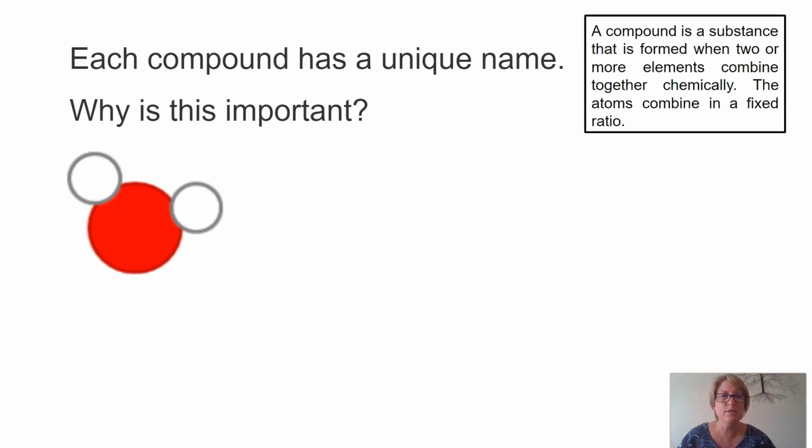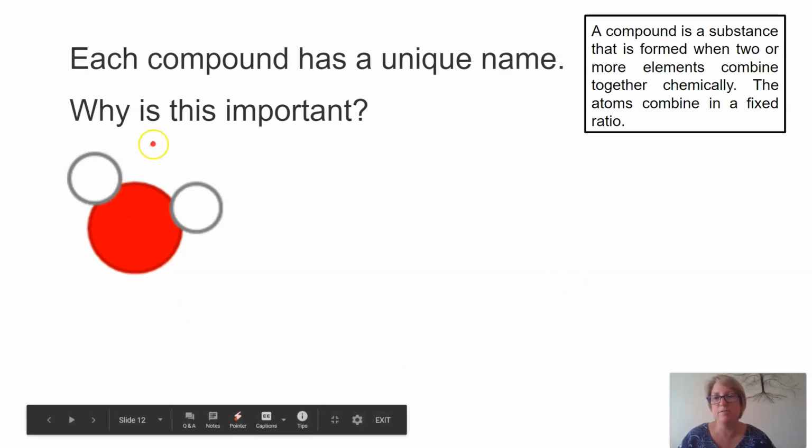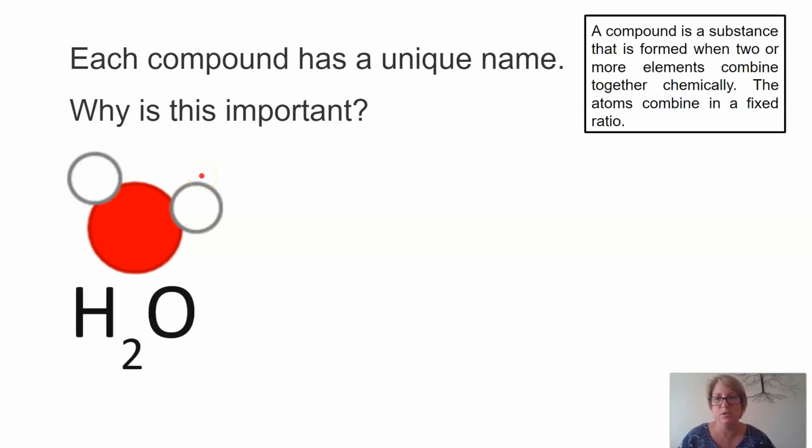Well, firstly, a compound is a substance that is formed when 2 or more elements combine together chemically. Just a reminder that the atoms combine in a fixed ratio. So if we have a look at this example here, we have 2 different types of atoms: a red atom and 2 white atoms. We know that these 2 white atoms represent hydrogen, and this red atom will represent oxygen.